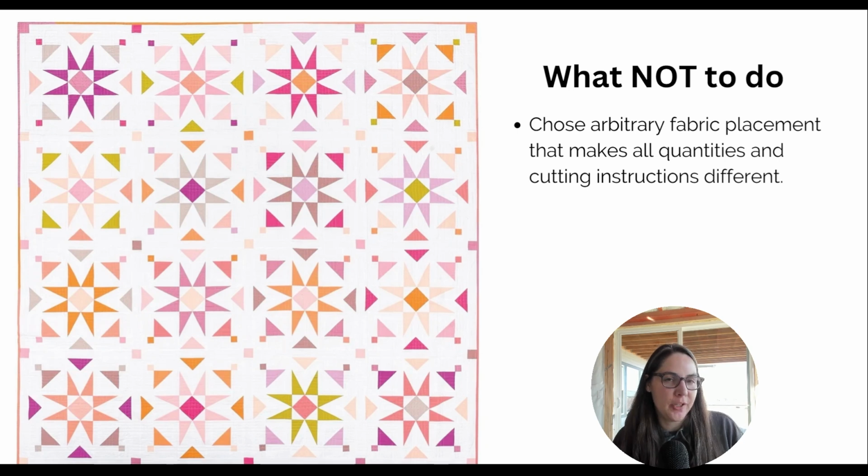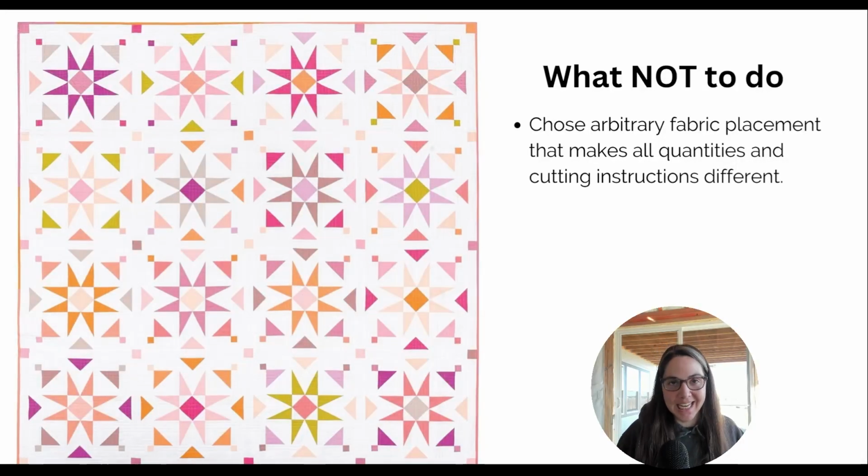This particular example that you see is Mosaic Star by Lo and Behold Stitchery, and it is a fat quarter quilt. But what I have seen too often with some of the patterns that I tech edit is taking something that otherwise could be a fat quarter quilt or, you know, some sort of standard cut, right? You buy 8 3/8 yard cuts of fabric and every single one's cut the same way.